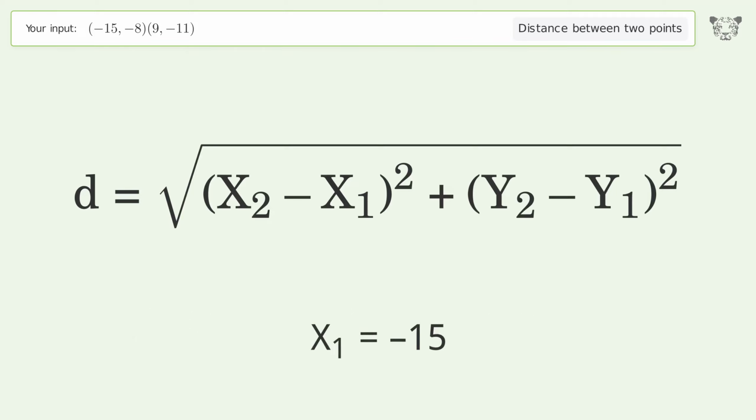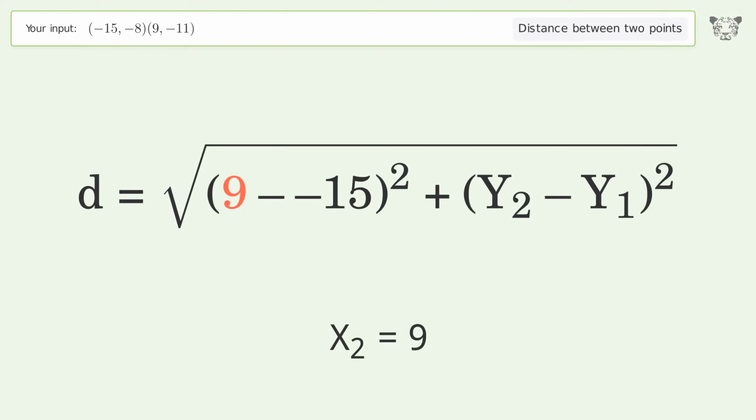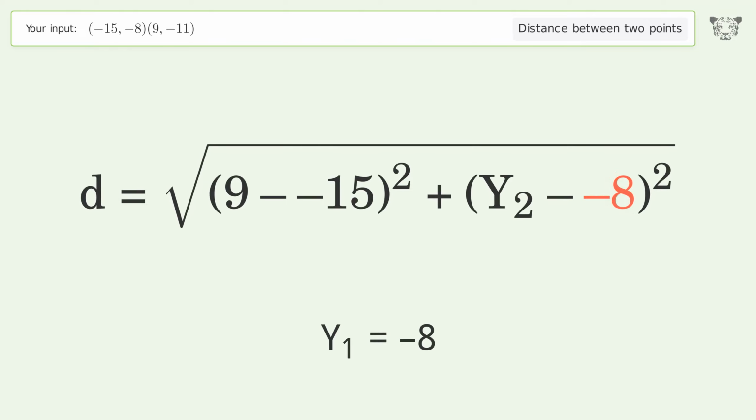x1 equals -15. x2 equals 9. y1 equals -8. y2 equals -11.